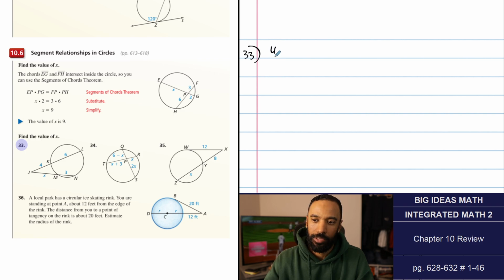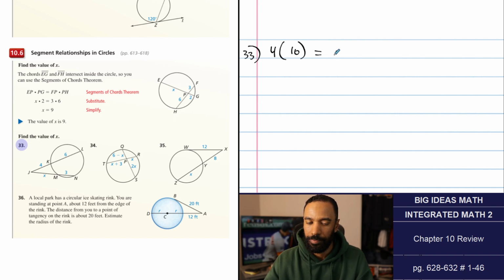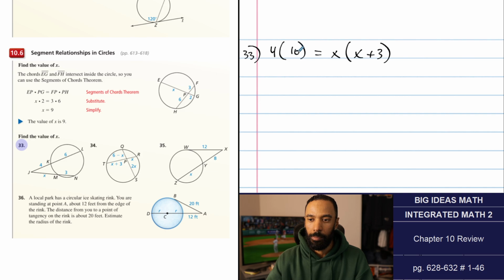So if I'm going to do outside times whole, the whole is 4 plus 6, that's 10. Equals the outside of length, that JN segment is x times the whole. Now you have to add x with 3, and what do you get? You get x plus 3. So this ends up being a quadratic equation. You get 40 equals x squared plus 3x.